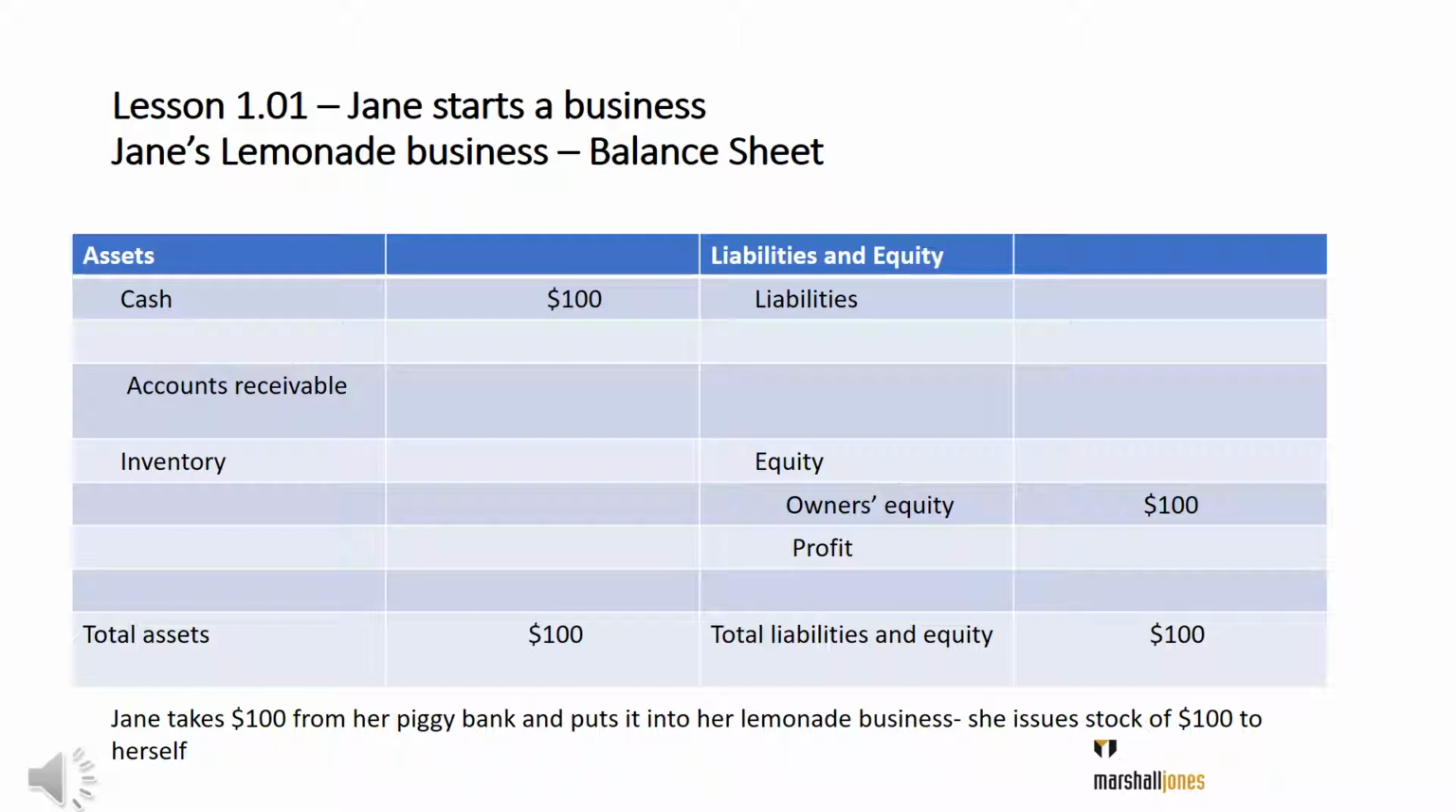In this case, Jane has taken $100 from her piggy bank, started a business checking account, and put the $100 in it. There's always two sides to every accounting transaction to keep things in balance. And in this case, we see $100 in her checking account on the left, and $100 going into an account we call owner's equity on the right.